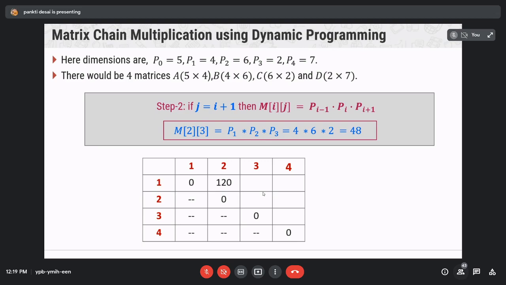So the cost to multiply the second matrix with the third matrix is 48.